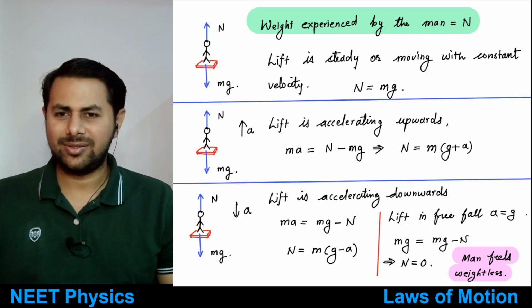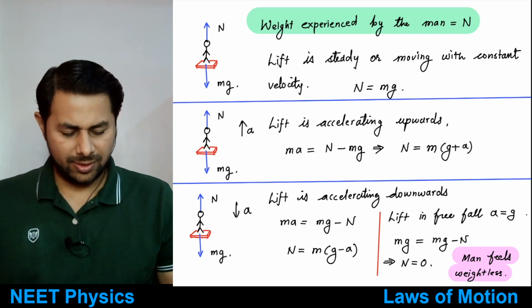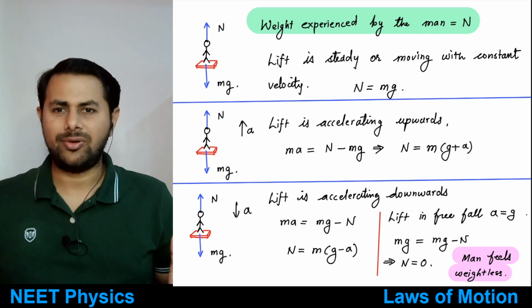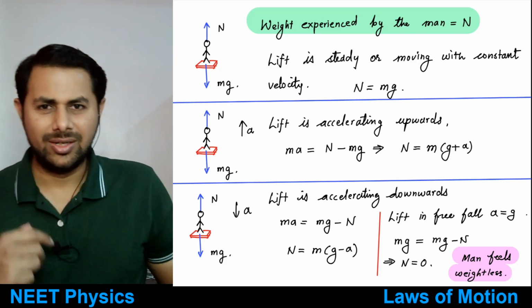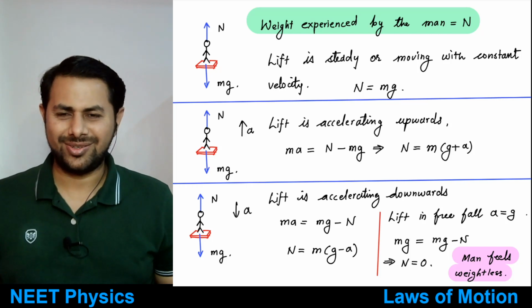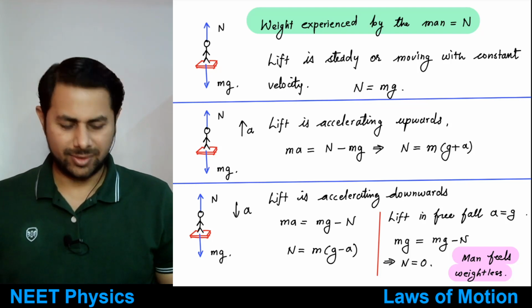So this thing is clear. Suppose somebody jumps from the top of a very high tower. Till the time he reaches the ground, he will feel what? Weightless, neglecting the air friction. This thing is clear, everyone? Okay, good.